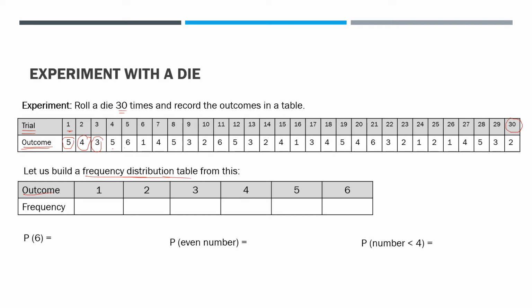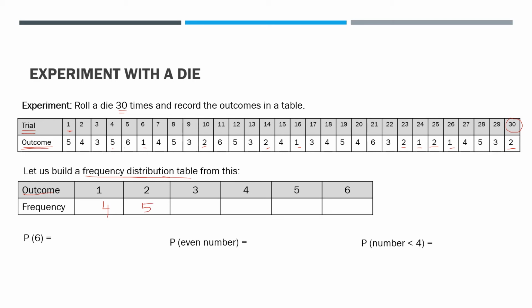So let's see 1 here. How many times do we have 1? 1, 2, 3, 4. Okay, I hope I didn't miss anything. 4 times we got outcome of 1. Let me erase these circles here. Okay, then 2. Let's see here. This is 1, 2, 3, 4, 5. Okay, 5.